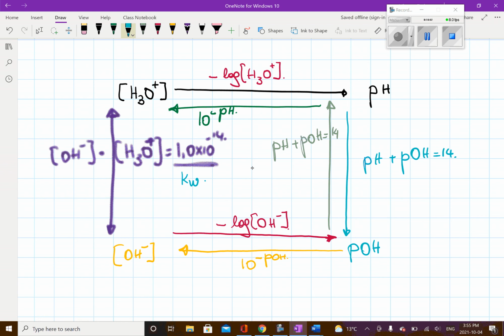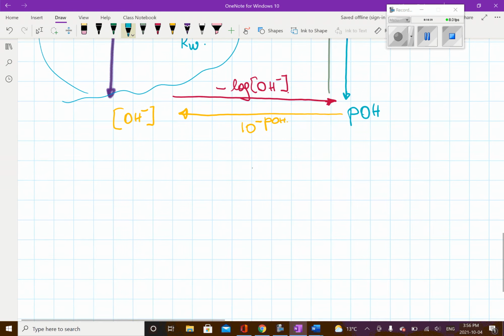That is the constant of water, and it is known because of what is happening with water, which is known as the auto-ionization of water. Since we are here, let's talk about this auto-ionization of water and then deal with this formula here. That is not quite introduced in Chemistry 20.